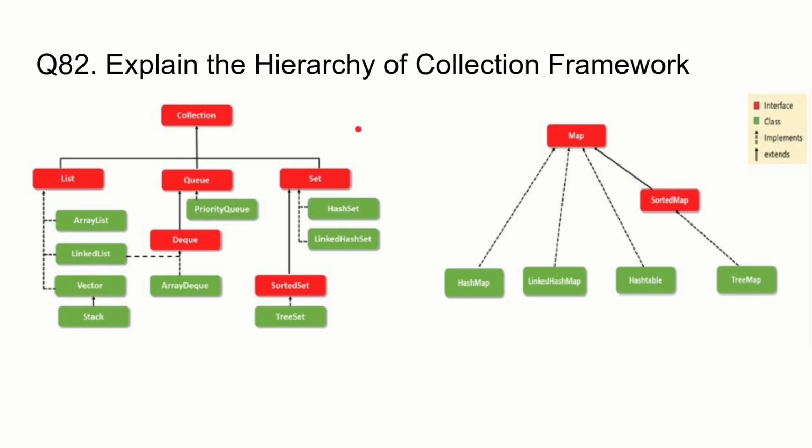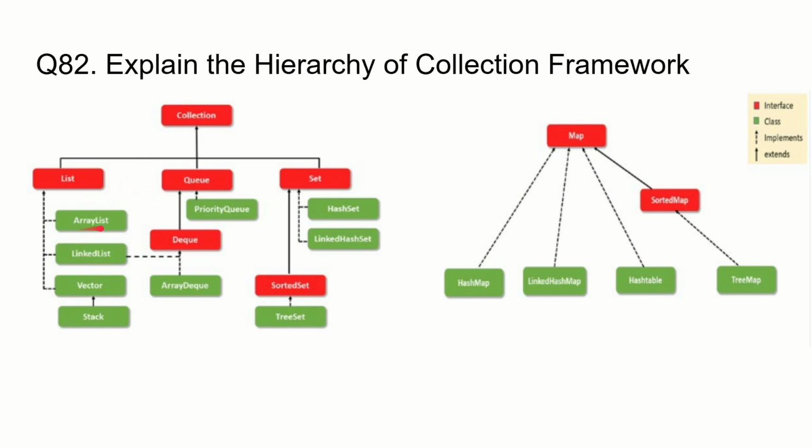Next, one of the important questions that can be asked is, explain the hierarchy of collection framework. Basically we should know all the basic interfaces and classes which are present as a part of the collection framework. We can see here the red boxes are the interfaces, the green ones are the classes, and the dotted arrow line is implements, and the solid arrow line is extends. The collection interface is the topmost interface here. We can see three other important interfaces, list, queue, and set, which are extending collection.